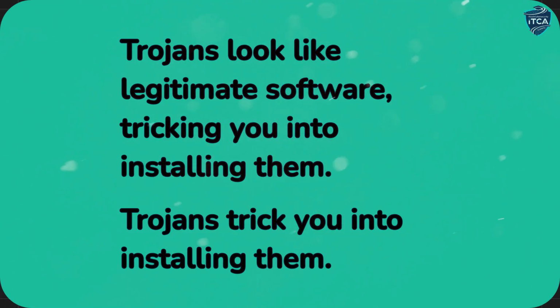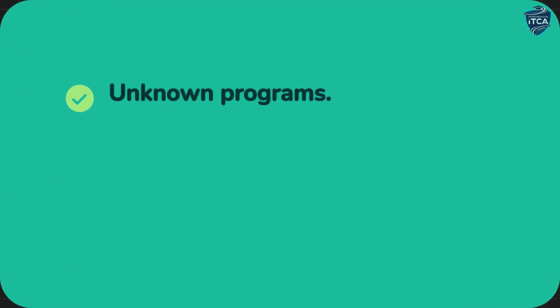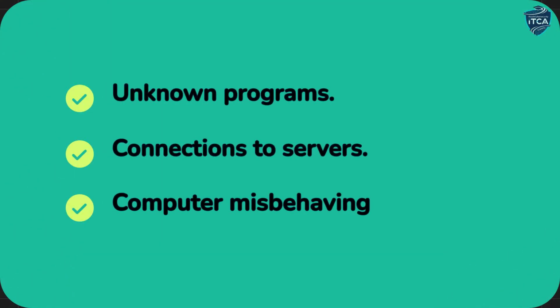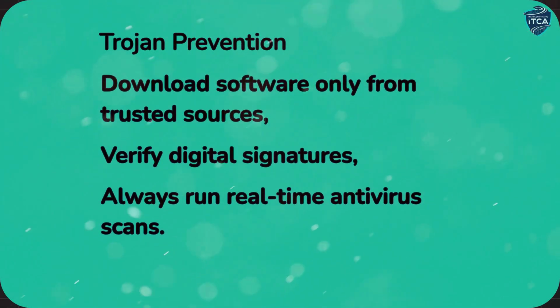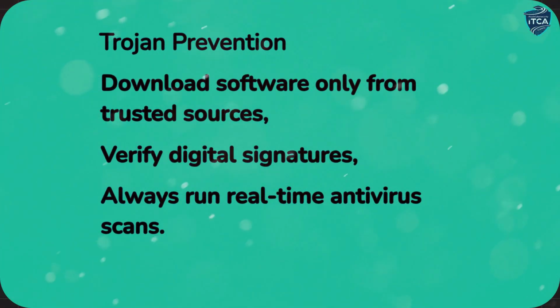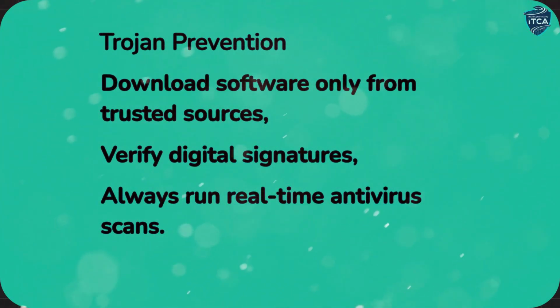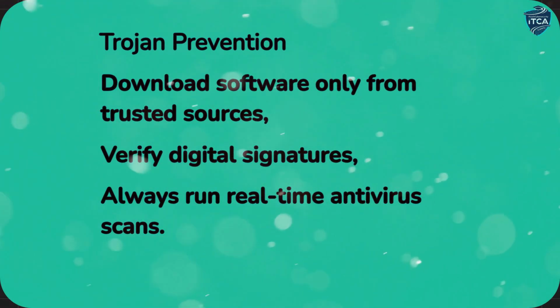Once inside, they open backdoors, steal sensitive data, or download additional malware. How do you know something might be wrong? Watch out for unknown programs appearing on your system, unexpected connections to remote servers, or your computer behaving strangely without you doing anything. A classic example is a fake antivirus alert prompting you to install a cleaning tool that's actually a Trojan stealing your data in the background. Prevention is simple. Download software only from trusted sources, verify digital signatures, and always run real-time antivirus scans.